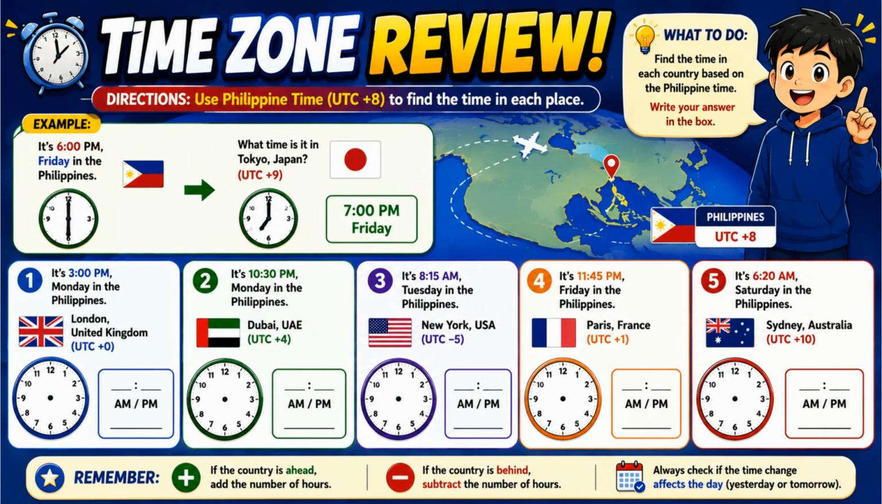Before we solve word problems, let's review what we've learned so far about time zones. Read each question carefully. Your task is to find the correct time in each country using Philippine time, which is UTC +8. Remember these important steps. First, identify the country's UTC time zone. Second, compare it with the Philippines. Third, decide whether to add or subtract the time difference. Finally, don't forget to check if the day changes.